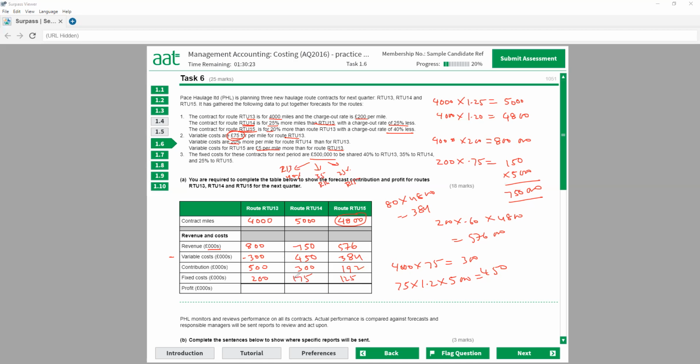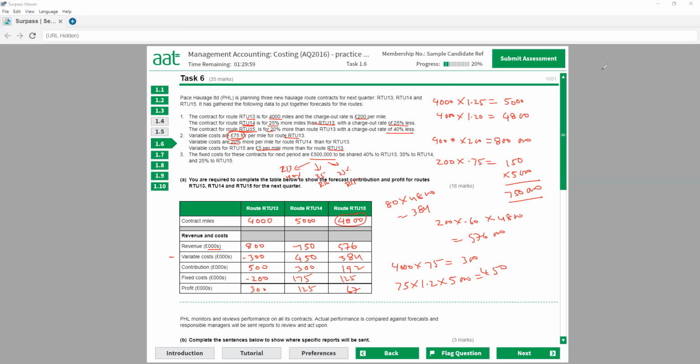Finally, we have to find the profit. So contribution minus fixed cost will give us the profit. So contribution is the 500, and if we minus the fixed cost 200, it will give you the profit 300. This one will give me 125, and the last one 67. That's it. That's how we have to identify the profit from this question.